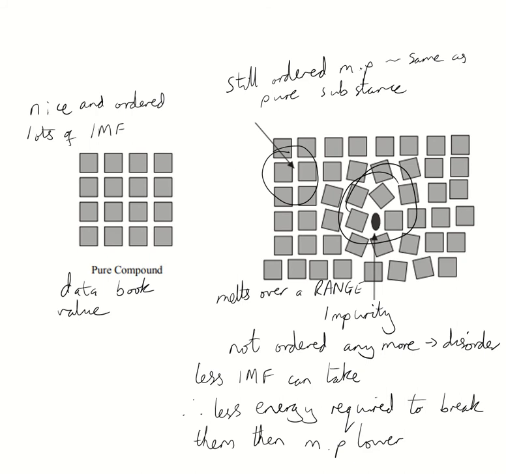So the idea is here that the impurity messes up the order. We've got disorder in there. Less intermolecular forces can take place. So less energy required to break them, and hence the melting point lower.